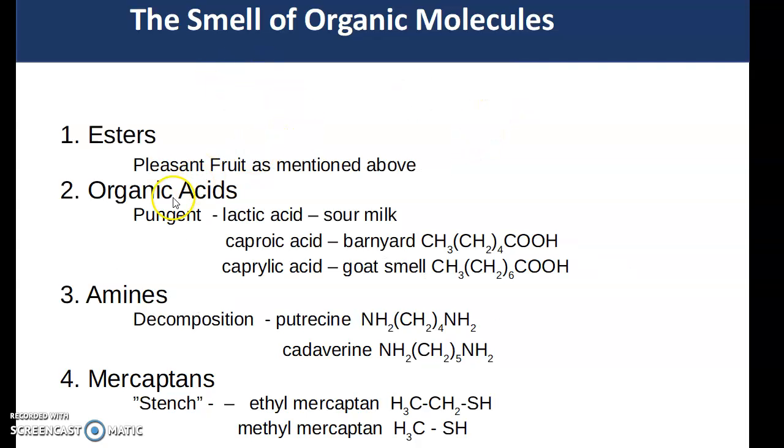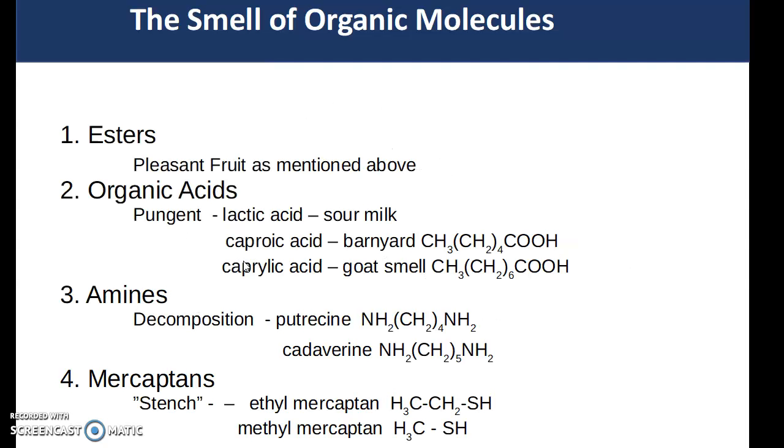But organic acids have a very pungent smell. Lactic acid is the sour milk smell. That's also what is produced when you overexercise and don't have enough oxidation in your muscles. Two other low molecular weight ones are caproic acid and caprylic acid. These are associated with barnyard smells. The capro part comes from the Latin word for goat, and this is the worst possible goat smell of that variety.